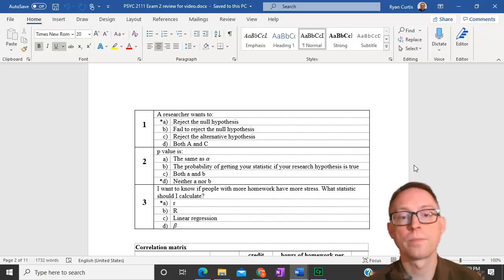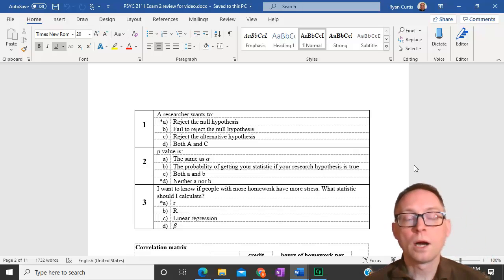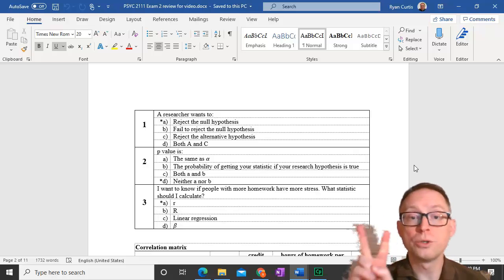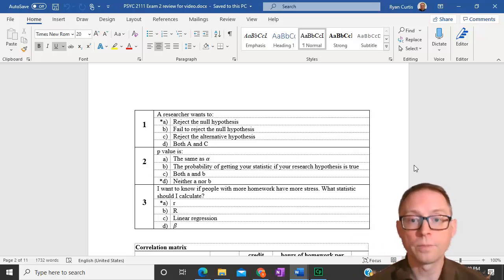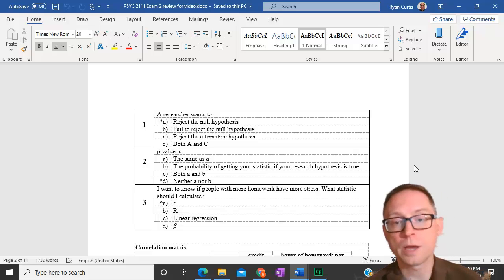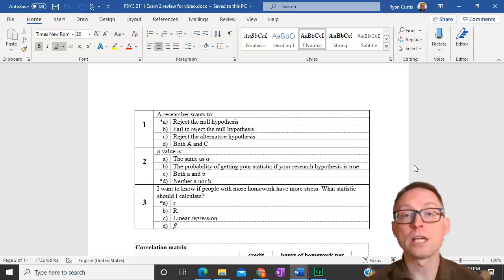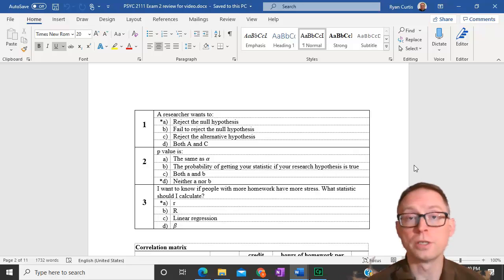Question 3. I want to know if people with more homework have more stress. What statistics should I calculate? That would be a Pearson's r, which is the lowercase r. The reason why is because we're looking at the relationship between two variables: the amount of homework you have and the amount of stress that you have. As one goes up, the other goes up, or as one goes down, the other goes down. That kind of relationship is a bivariate correlation that we measure using a Pearson's r.